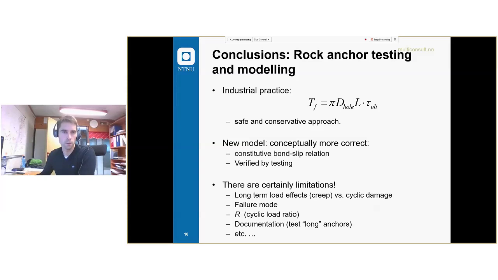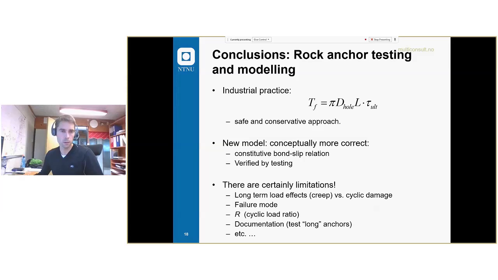This new model is conceptually more correct. It's based on a constitutive bond-slip relation, and it is verified by testing. But as for any other model, there are certainly limitations. Long-term effects in terms of creep versus cyclic damage have to be separated. The model is prepared for it, but it is not tested for it. For the failure mode, we have been looking at the grout and bar or rock anchor interface, but you can also have failure along the grout rock interface.